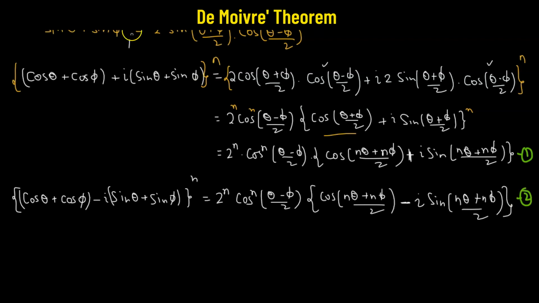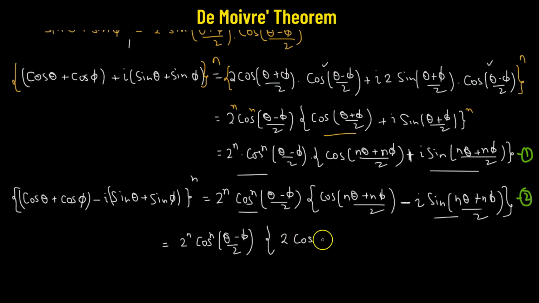So if we label this as equation number 1 and this as equation number 2, we'll add 1 and 2. So this is going to give us 2 raised to the power of n times cosine of n of (theta minus phi) over 2. This is common to both 1 and 2, so this will get multiplied to... Here the imaginary part will get cancelled out because they're additive inverses of each other. So we're left with 2 times the real part, which is cosine of (n theta plus n phi) over 2. So we can combine this 2 with the 2 raised to the power of n to get 2 raised to the power of n plus 1.